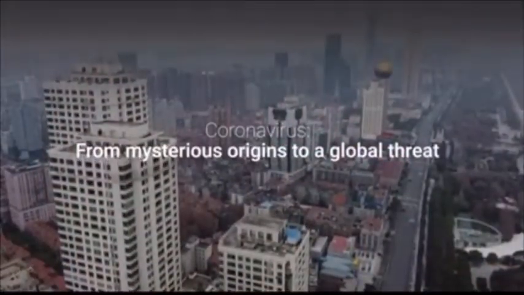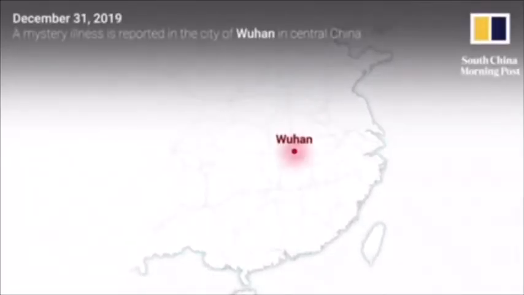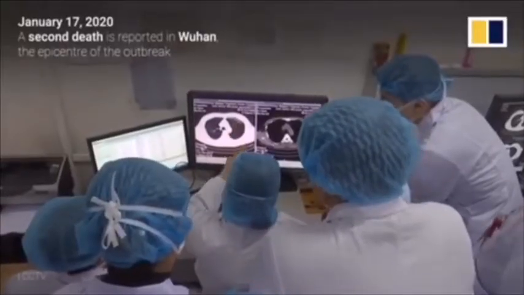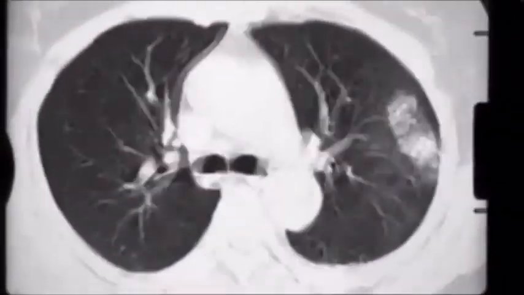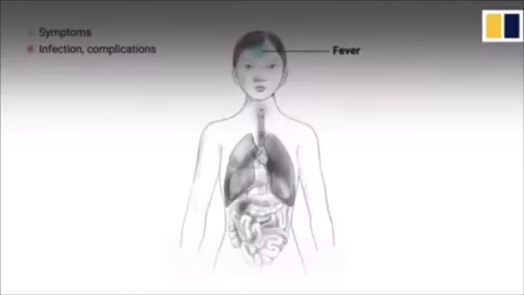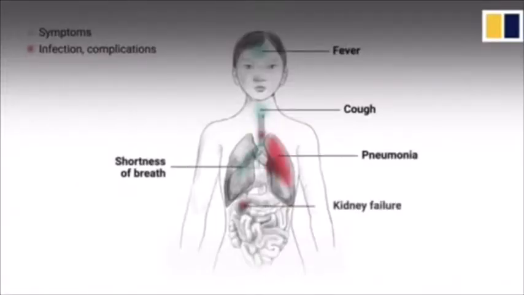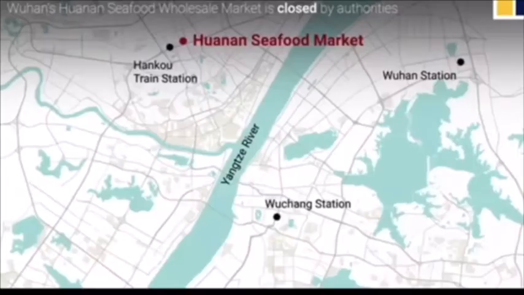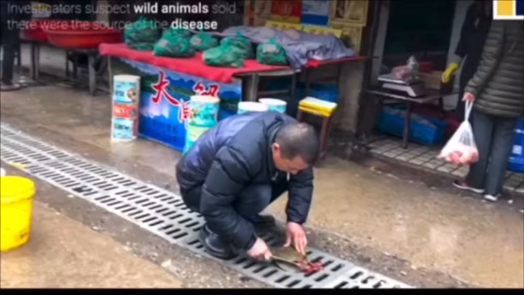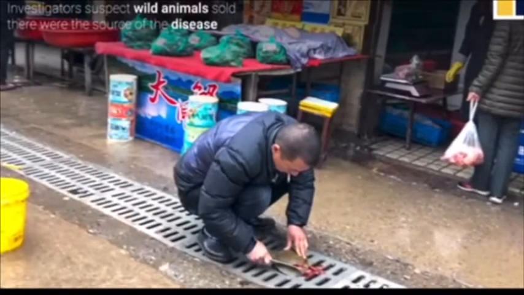In Wuhan, a province of China, COVID-19 began affecting people, causing the involvement of the lower respiratory tract that led to an acute respiratory syndrome in December 2019. The symptoms of this virus are fever, cough, shortness of breath, pneumonia, kidney failure, and diarrhea. It began affecting people who were related with the seafood and animal market.